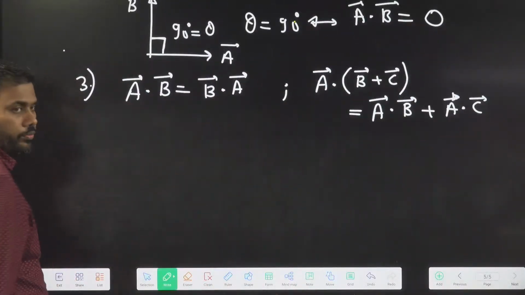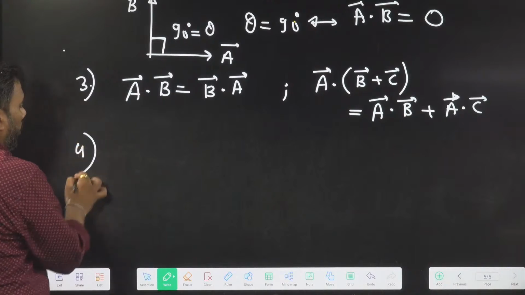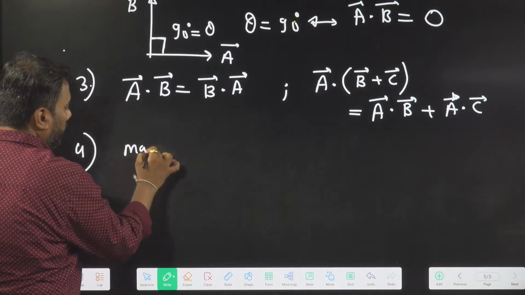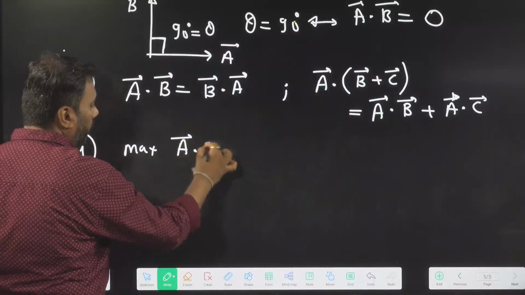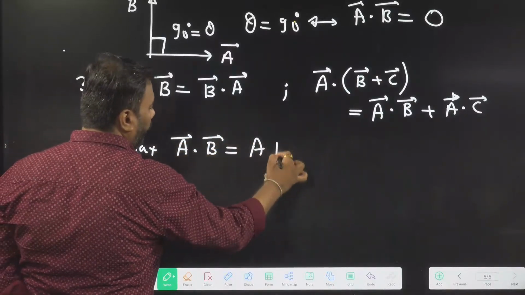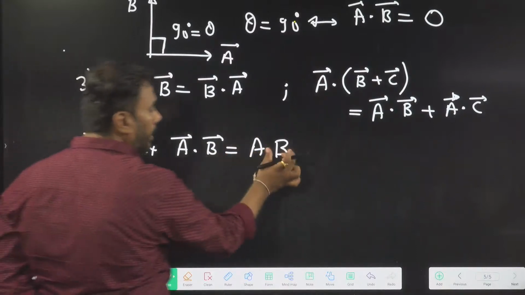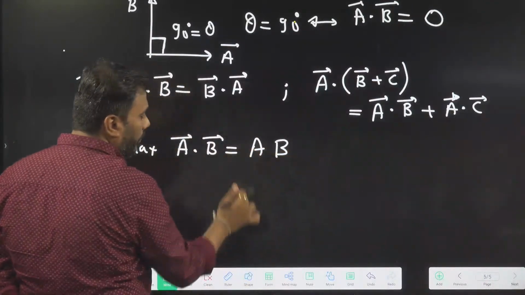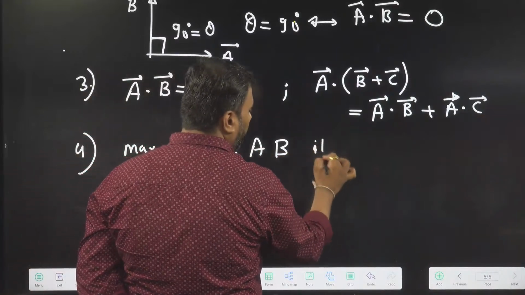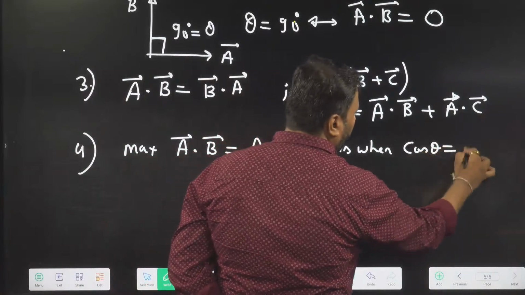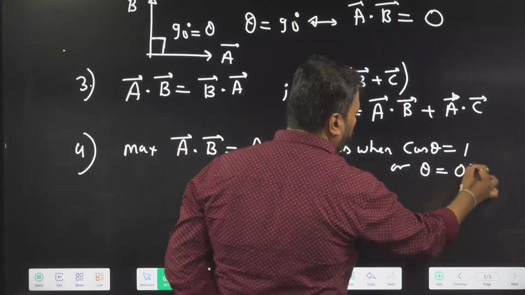It is distributive. Simple. Fourth property. The maximum value of A dot B equals the length of A into the length of B. Cos maximum can be 1. That's why the maximum value of A dot B is AB. It is when cos theta is 1 or theta equal to 0.